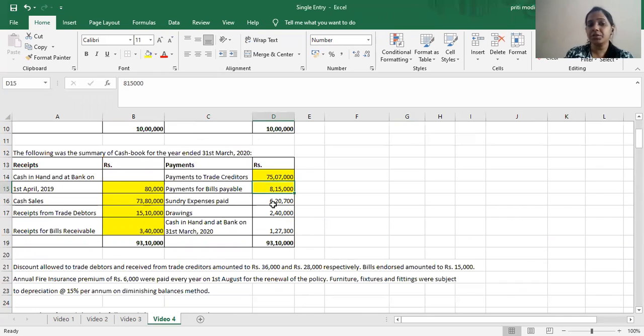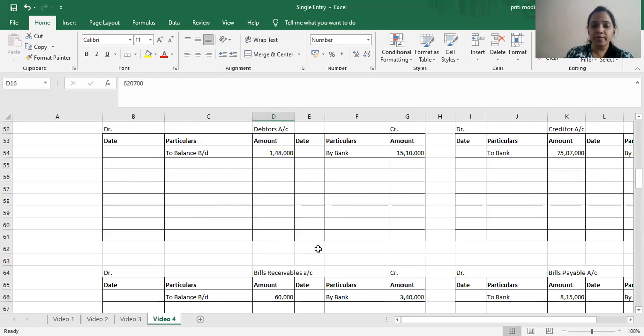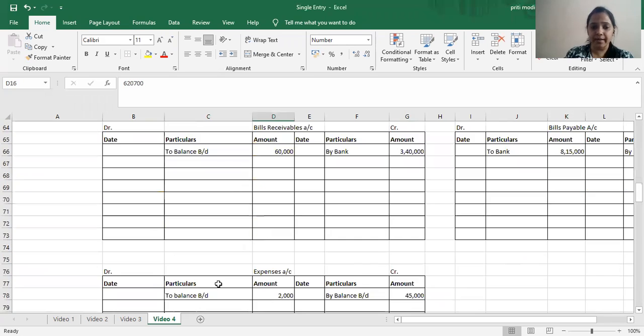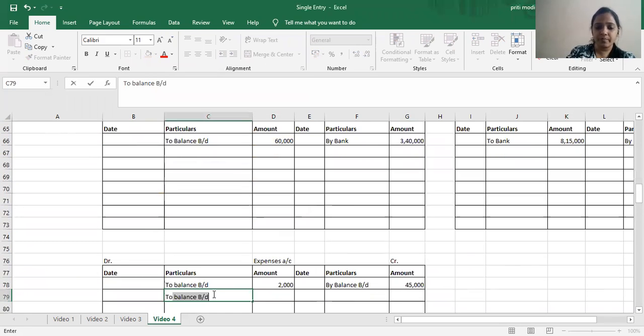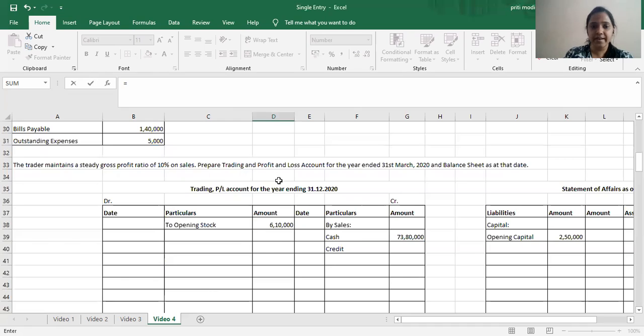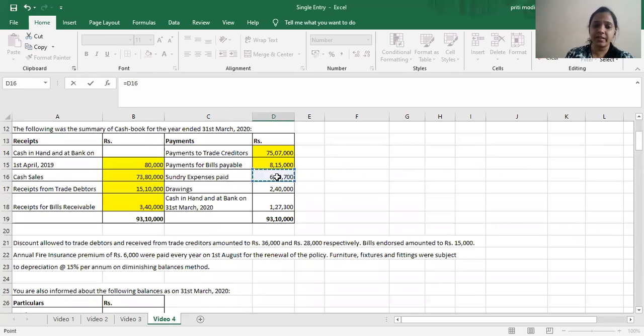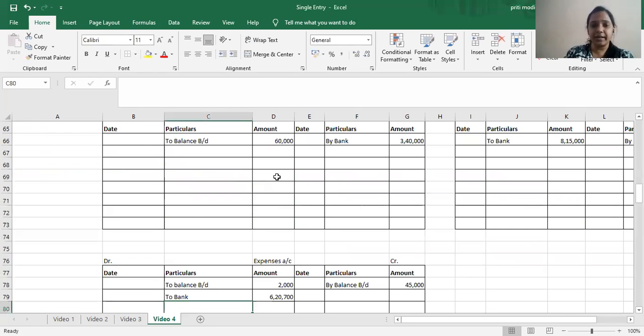Then we have sundry expense paid. The entry over here would be expense account debit to bank. So we're going down to expense account debit to bank. So expense account debit to bank. So we are paying how much? We have paid 6,20,700. Fine. This is also done.